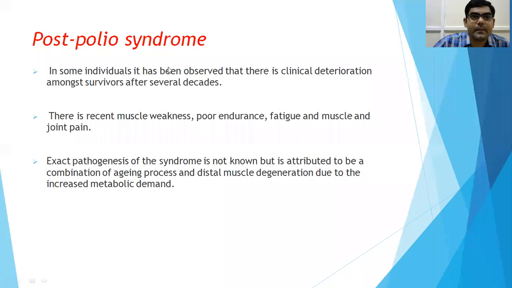See, in some individuals, it has been observed that there is clinical deterioration among the survivors after several decades. There is new muscle weakness, poor endurance, fatigue, and muscle and joint pain. So the exact pathogenesis of the syndrome is not known, but it is attributed to a combination of the aging process and muscle degeneration due to the increased metabolic demand.